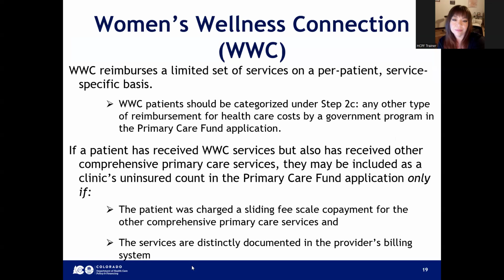There are a few programs that can be a little confusing when calculating your step 5 patients, so we'll take a look at Women's Wellness Connection, or WWC. WWC reimburses a limited set of services on a per-patient, service-specific basis. Therefore, WWC patients should be categorized under step 2C in your application, which is any other type of reimbursement for healthcare costs by a government program.